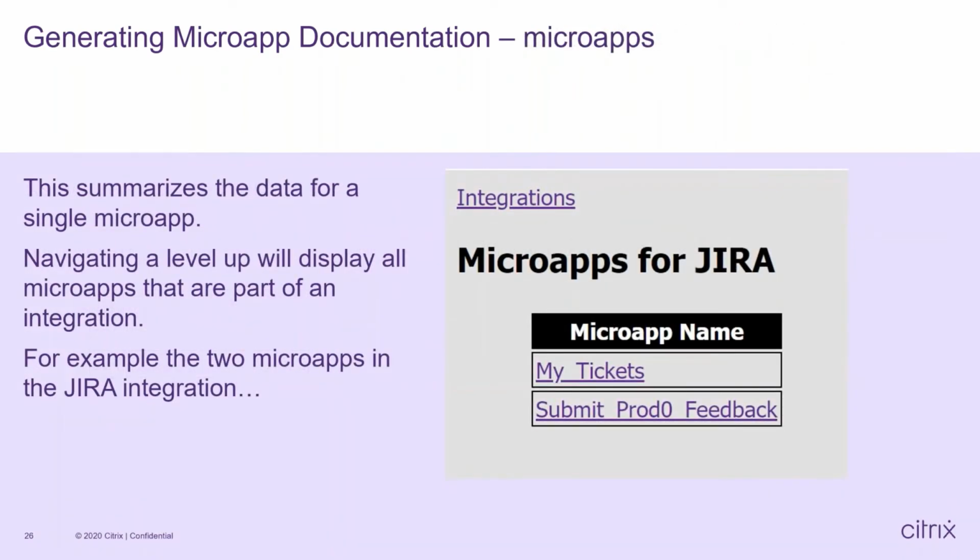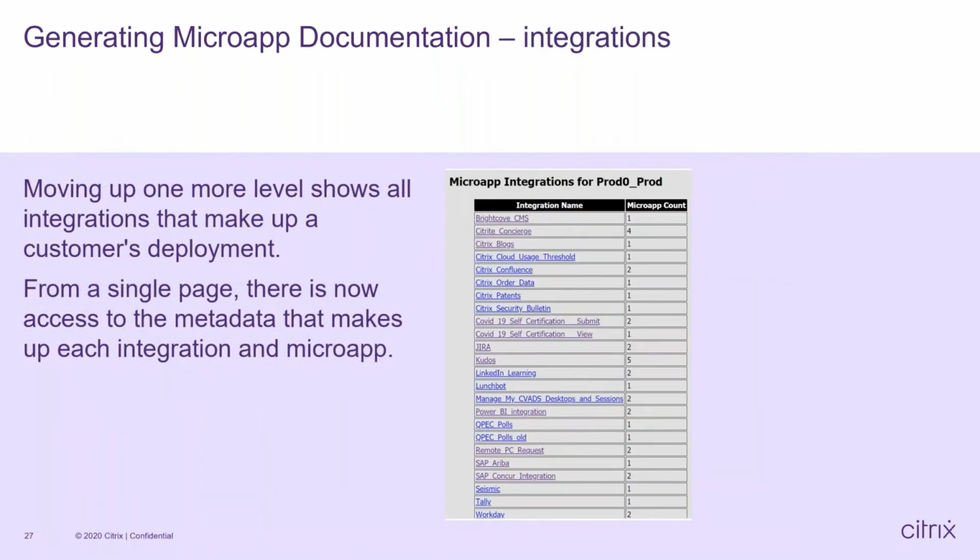We've seen a summary of the data from a single microapp, but as we know, an integration can contain one or more microapps. Navigating up one level, you'll find a summary of microapps that are part of the integration. And navigating up one more level, we can see a summary of all the integrations that make up a customer's environment. So now you have access to all the tables, pages, data endpoints, etc. that make up your microapps deployment.